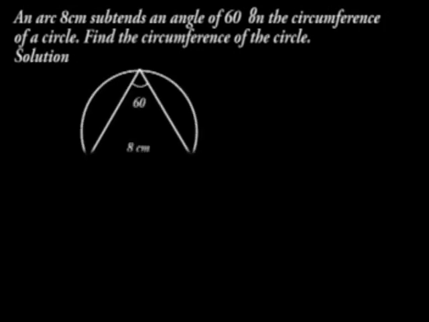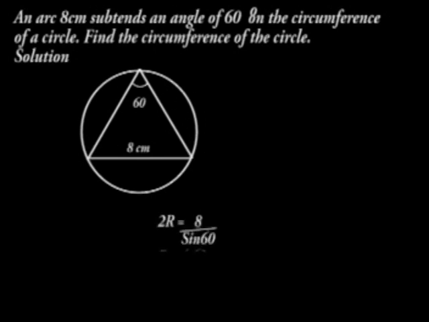Take an example. An arc of a circle measuring 8 centimeters subtends an angle of 60 degrees on the circumference of the circle. Find the circumference of that circle. We make a sketch of the figure described above. From sine rule, 8 over sin 60 is 2R, and we find R is equal to 4.62, and we apply the formula for finding the circumference of a circle now that we already have R, and it is 2 pi R, and the circumference is 29.03 centimeters.